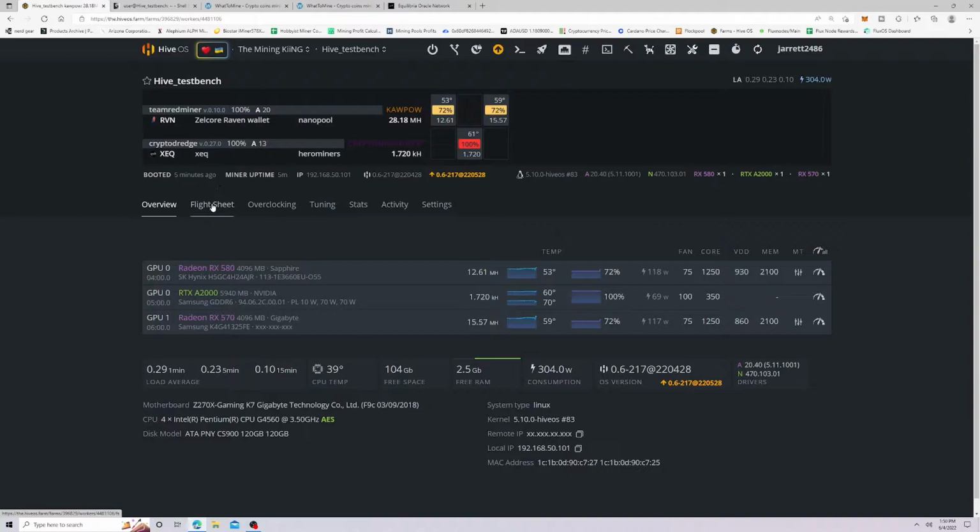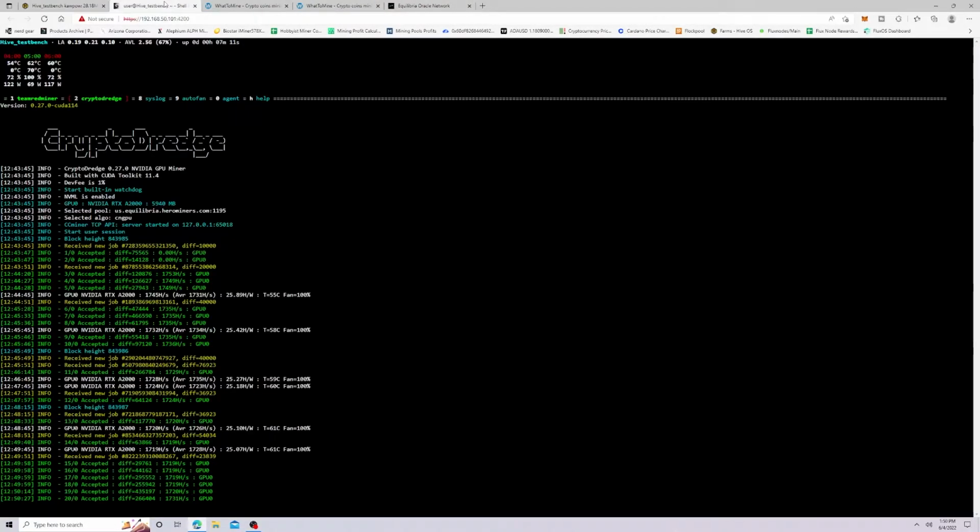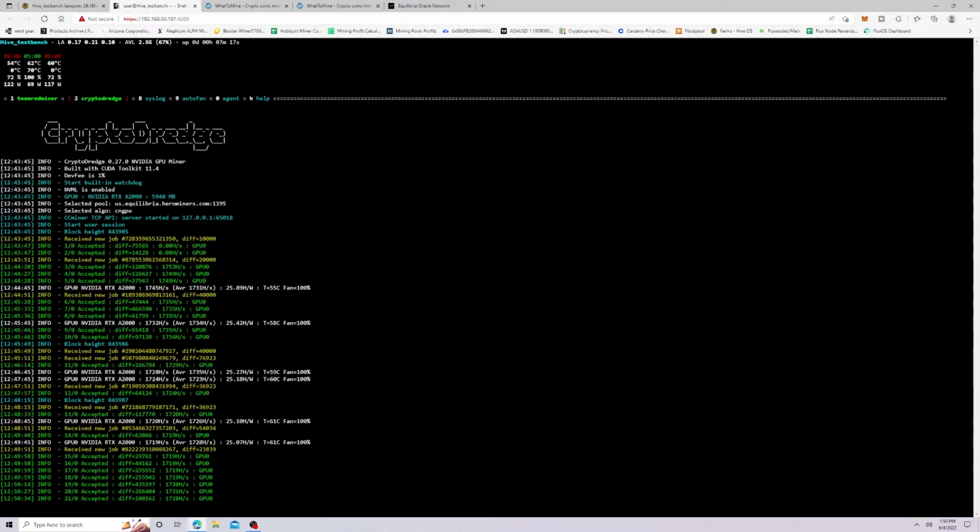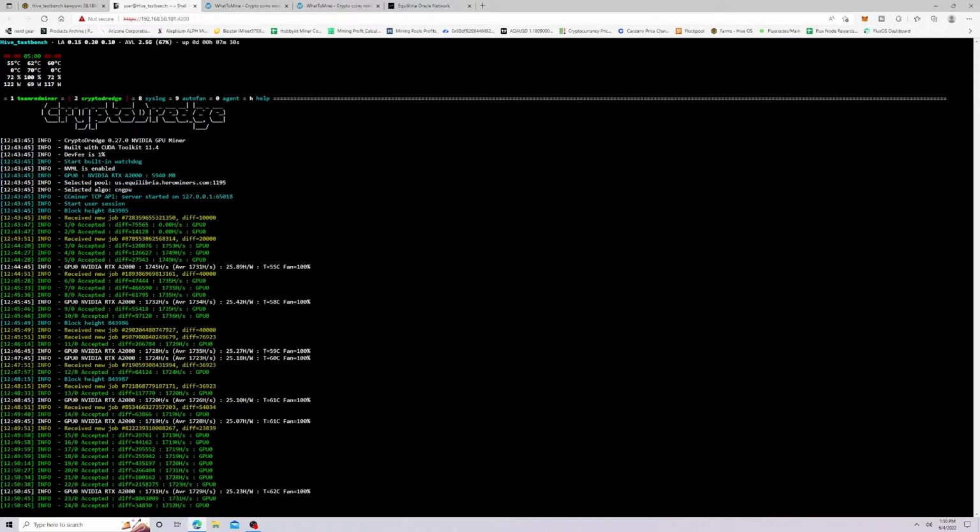So let's go into our miner here. As you can see, it fluctuates. I got it up to 1753 hashes, and it's going around right now 1719, 1730, 1720. It's been going all over the place, so it goes up and down a little bit.